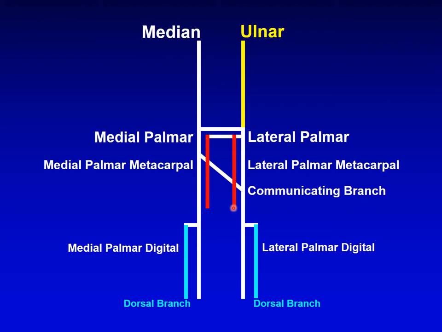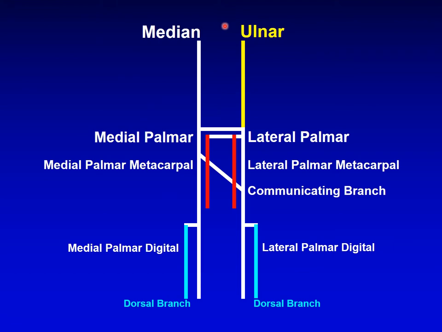Now the ulnar nerve branches here into a dorsal branch, not shown here, which ends at the distal radius on the lateral side, and also the palmar branch, which unites with the lateral palmar nerve from the median, and it continues basically with it as the lateral palmar nerve, which comes to the fetlock, becomes the lateral palmar digital nerve, and it gives the dorsal branch, as I mentioned.